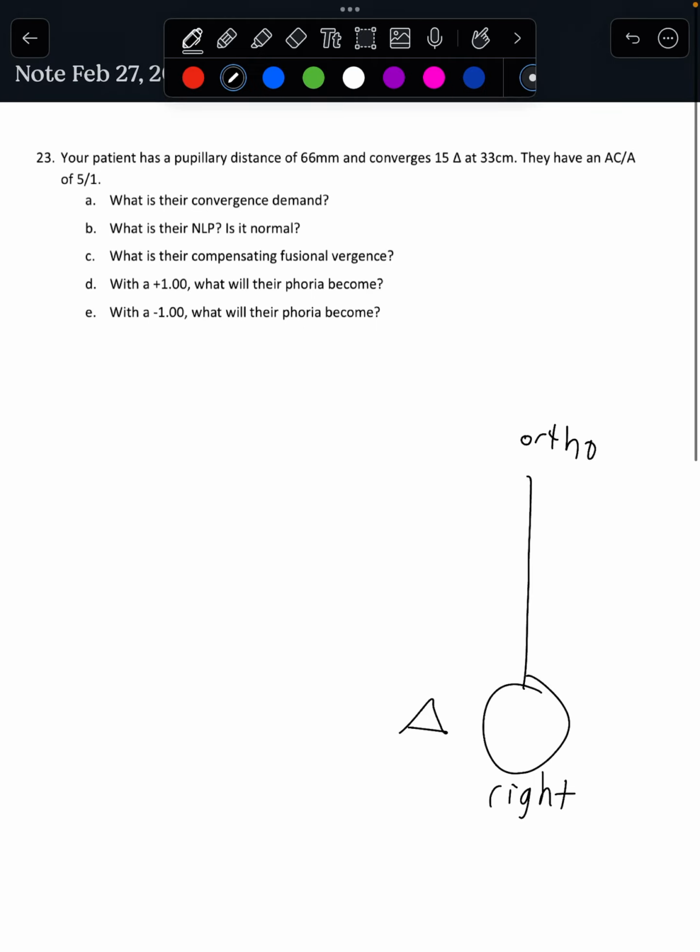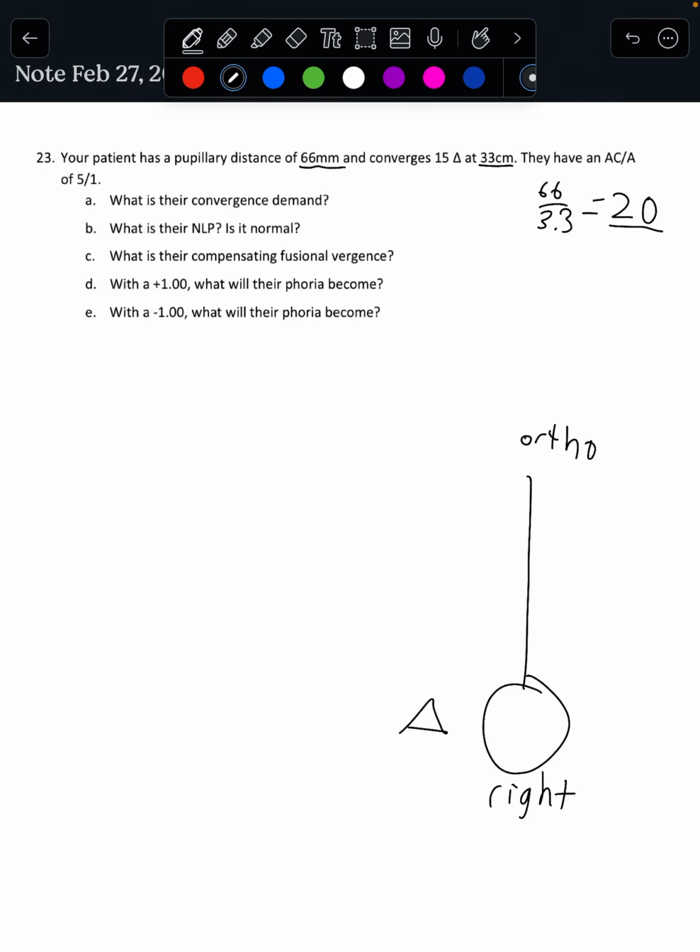And it doesn't say anywhere in the question if the patient has a distance lateral phoria, so we can just assume that this patient is ortho at distance. Okay, and then next we should take their PD, which is 66, and divide it by 1/10 of the working distance. So 66 divided by 3.3 equals 20.